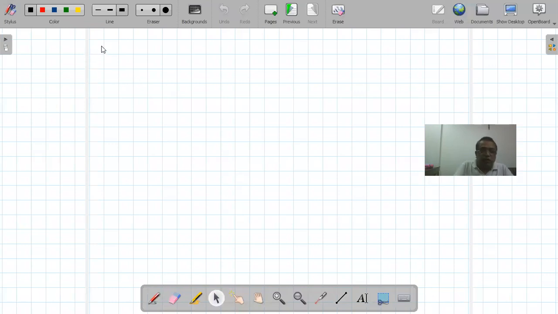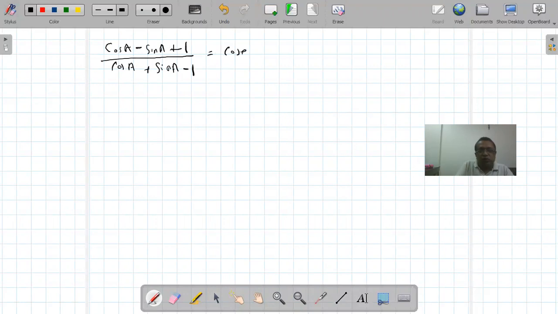So here the question is prove that (cos A minus sin A plus 1) upon (cos A plus sin A minus 1) has to be proved equal to cosec A plus cot A. So this is my question, right? As I told you, this is an important question, so I need to explain to you in detail.